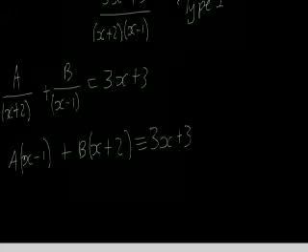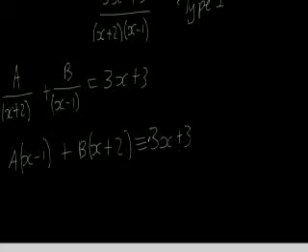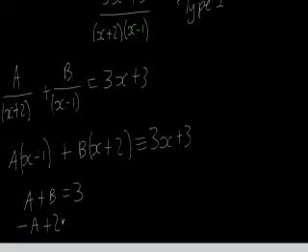Now, the coefficient of x here is 3, which means that because the coefficients here are both 1, a plus b has to equal 3, because if you expanded those out, a and b have to equal the same coefficient as that, which is 3. The same is true in this case. Minus a plus 2b must equal 3. So you may have spotted that we have some simultaneous equations here that we can solve.